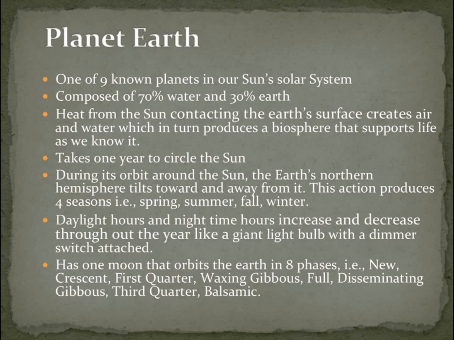Planet Earth also has one moon that orbits around it in 8 phases. They are called new moon, crescent moon, first quarter moon, waxing gibbous, full moon, disseminating gibbous, third quarter, and balsamic moon. These phases are a result of how the moon interacts with the sun.